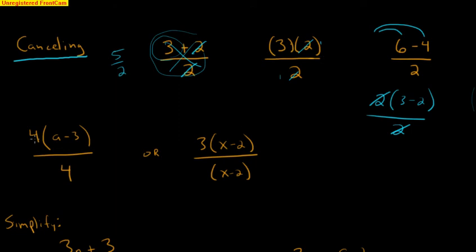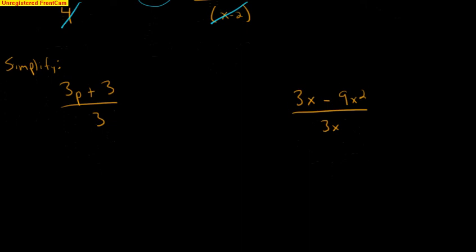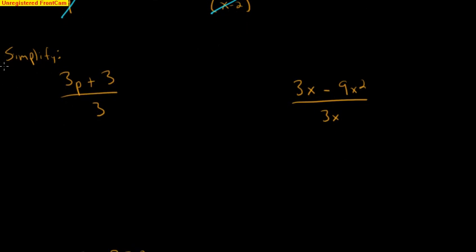So here's another instance. I have 4 times the quantity a minus 3 over 4. Because I'm multiplying, I can cancel out these 4's. In fact, here's another strange example. I've got 3 times the quantity x minus 2 over the quantity x minus 2. Because this is multiplication, I can cancel out this whole quantity. And we're going to start using that knowledge to simplify some problems.